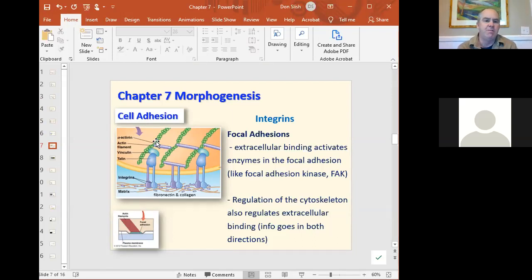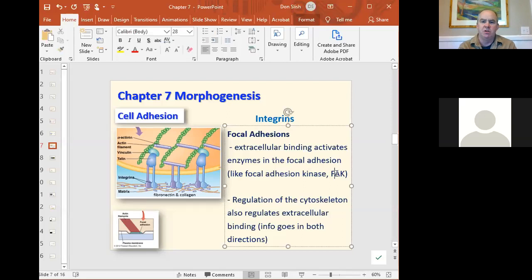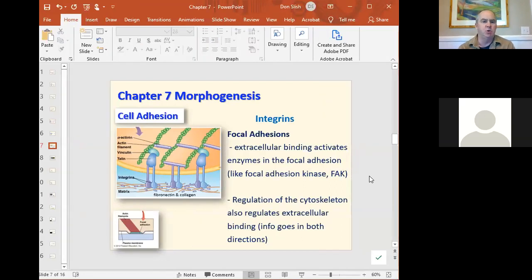And again, they're all focused into spot welds, and these integrin clusters are called focal adhesions. And here's a signal transduction molecule, focal adhesion kinase, that's really important when these things bind.